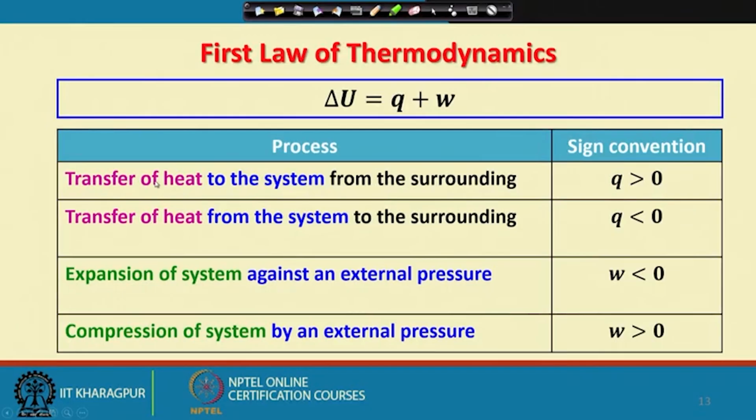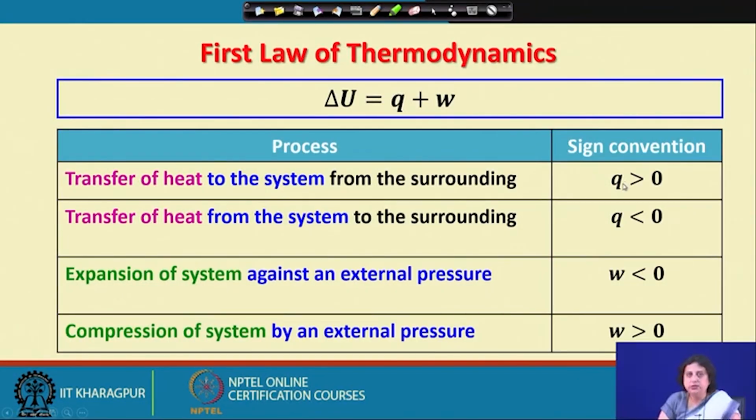When heat is transferred to the system from the surroundings, usually by the sign convention, Q is positive. So it contributes to the increase in delta U, the increase in the internal energy, and if heat is transferred from the system to the surroundings, U decreases. So, Q will be assigned a negative value.